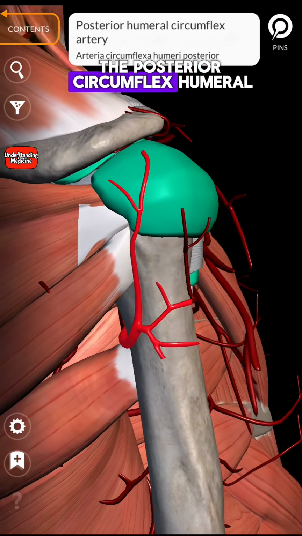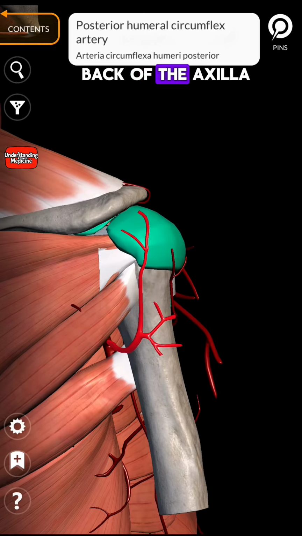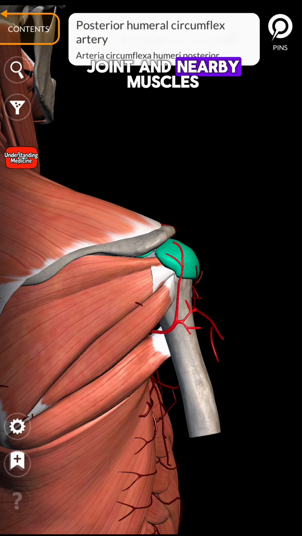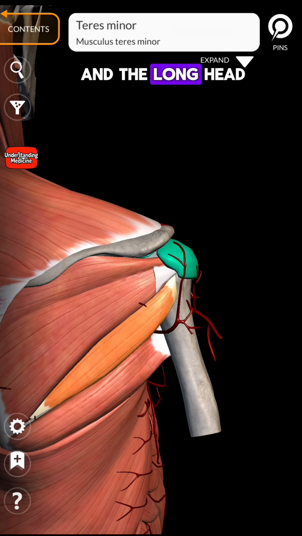The posterior circumflex humeral artery is larger. It travels through the quadrangular space at the back of the axilla, together with the axillary nerve. It supplies the shoulder joint and nearby muscles like the deltoid, teres major, teres minor, and the long head of the triceps.